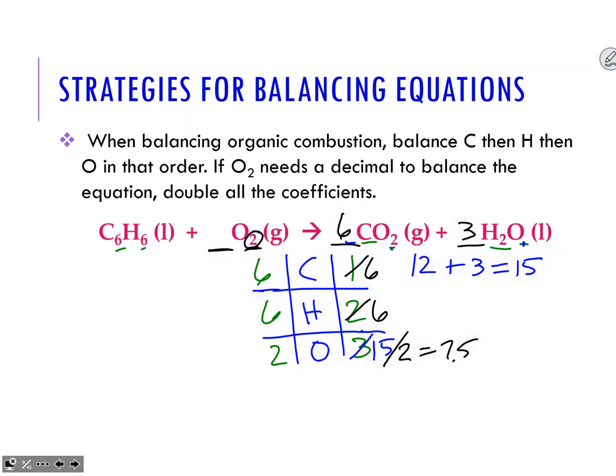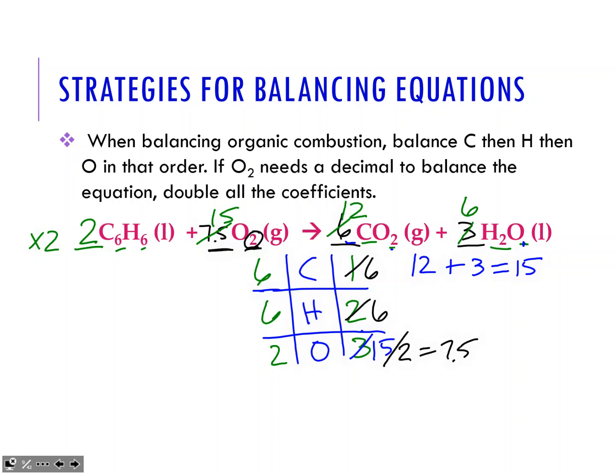Everybody follow me there? So I put the 7.5 here just temporarily for a moment, because we're not supposed to leave it as decimal numbers. Like before, even when we were doing empirical formulas, when we got a decimal number, we multiplied through to fix it. So you just multiply everything by 2, put a 2 here, this becomes 15, this becomes 12, this becomes 6.